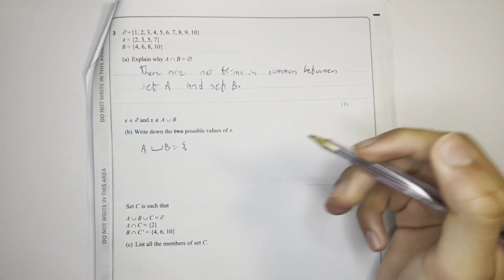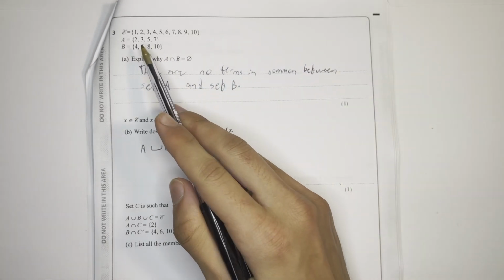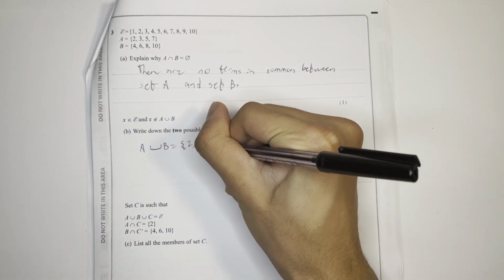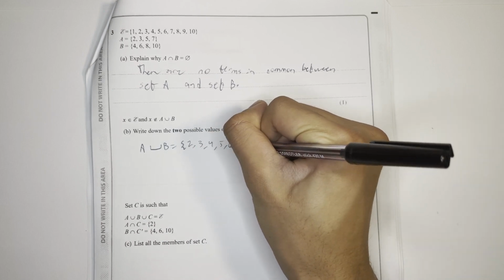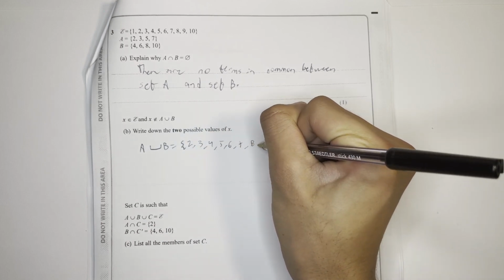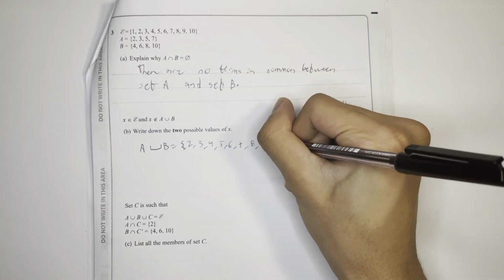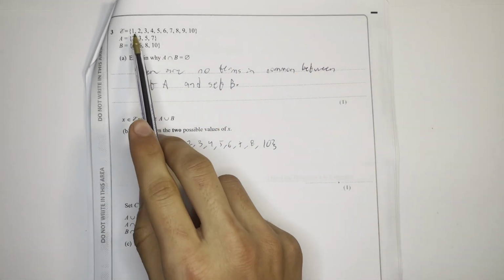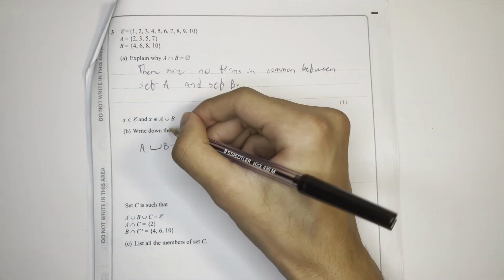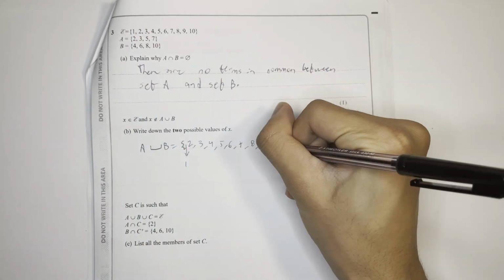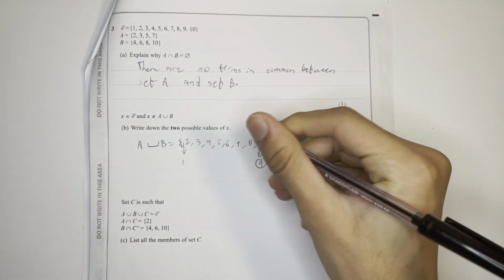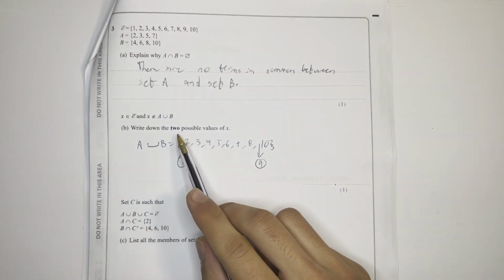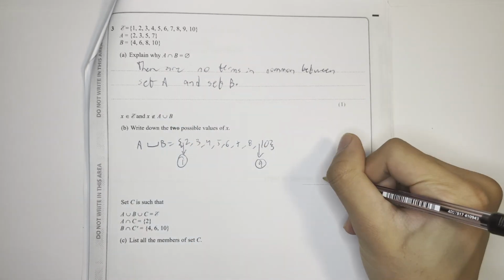So this is going to be written in numerical order, counting up. 2, 3, 4, 5, 6, 7, 8, there's no 9, 10. So comparing A union B to the universal set, we can clearly see that the only two numbers missing are 1 and 9, which aren't here, and so those are the only two possible values of x.